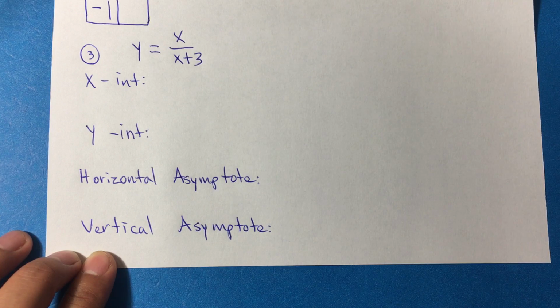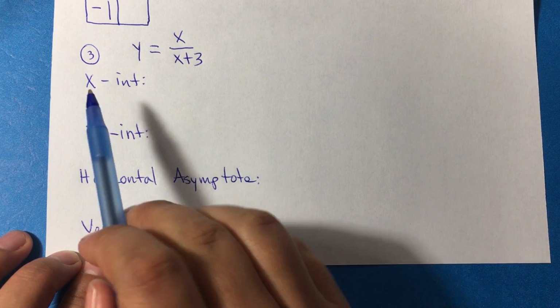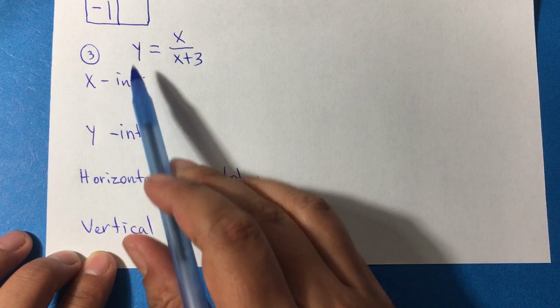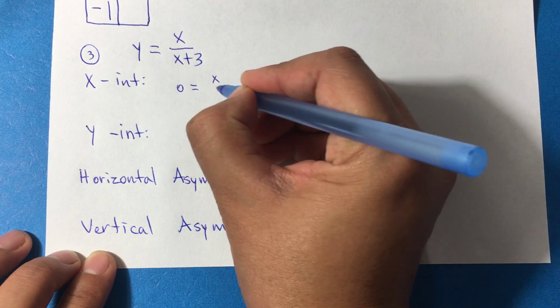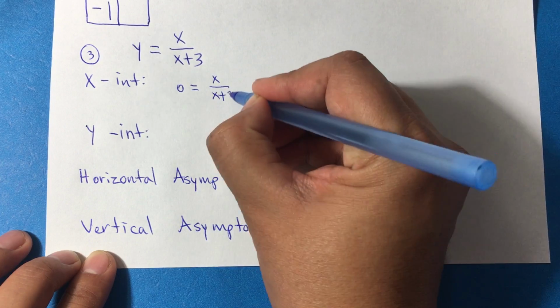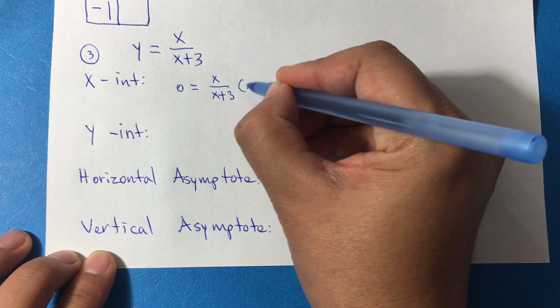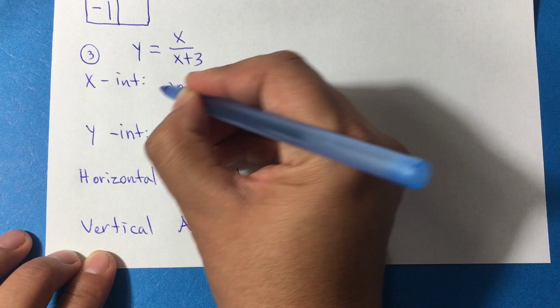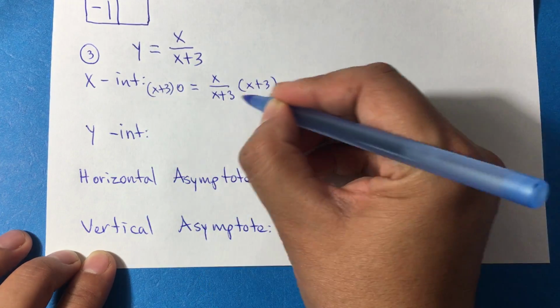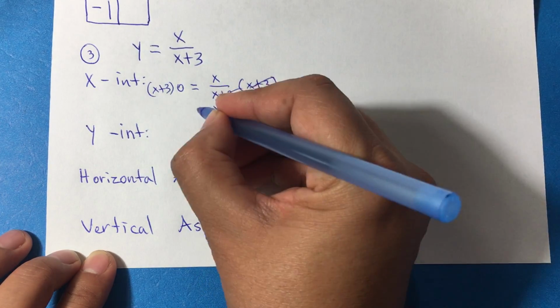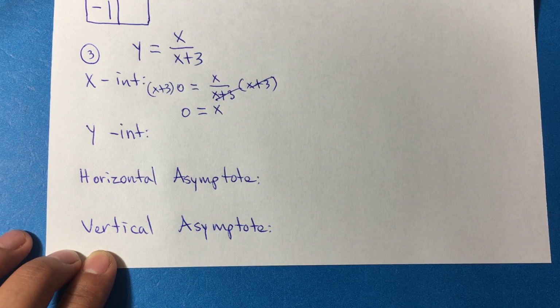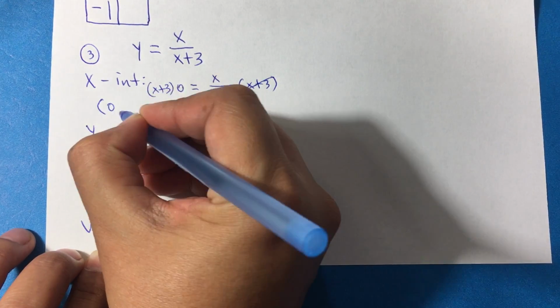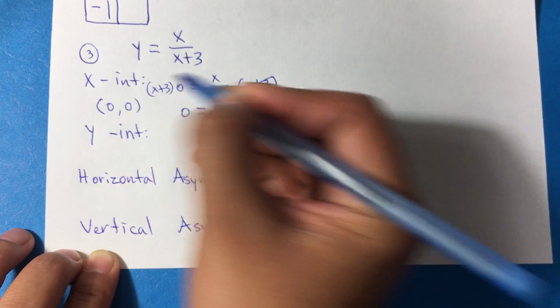Okay, for the last one, let's just start with finding the quick information for a quick, very rough sketch. And so again, for the x-intercept, y equals 0. So 0 equals x over x plus 3. If I'm dividing, I multiply times x plus 3. This cancels and you get x equals 0. So that means that my x-intercept is a 0. So x is 0, y is 0.